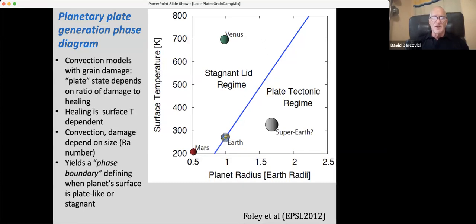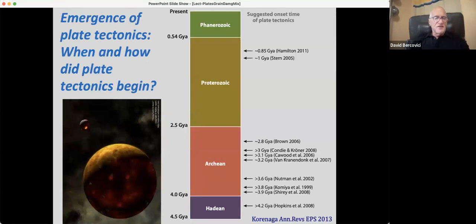Okay, let's keep going. We could also use this to address the idea of when did plate tectonics start? And I show this diagram from my colleague, Jun Korenaga, who wrote this very nice review paper.